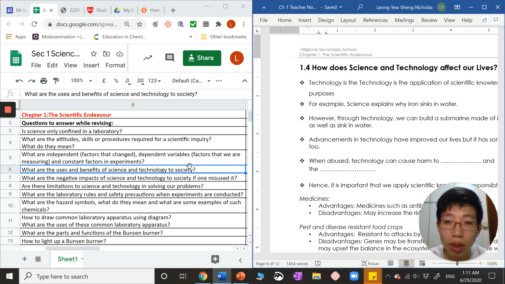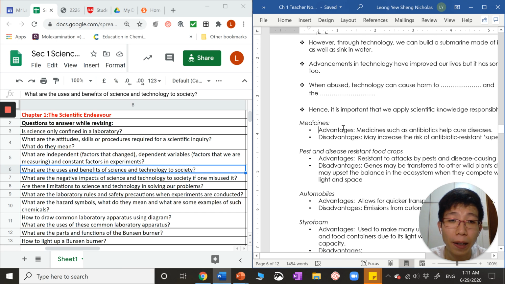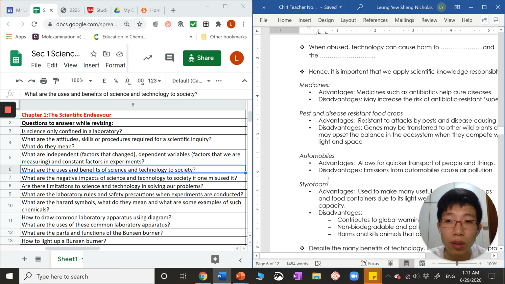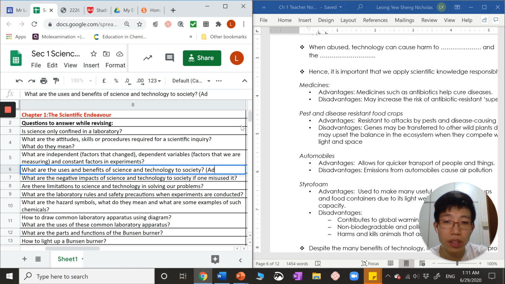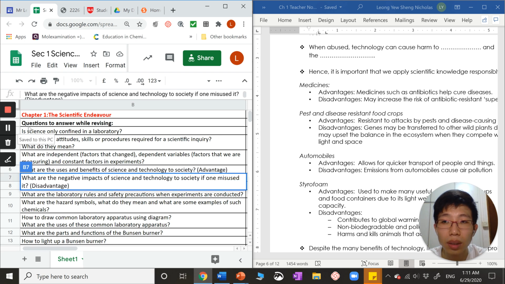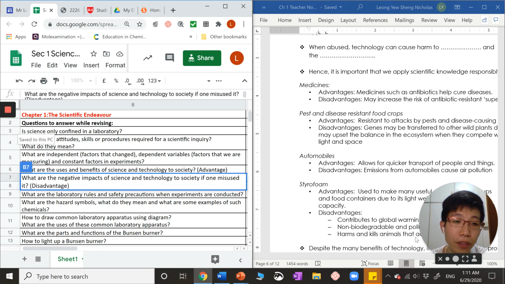So you can state all the advantages for each affected area due to the usage of science and technology, and what are the negative impacts of science and technology to someone, to society, if one misuses it. It will be your disadvantage. So it's your advantage, and the other one will be your disadvantage. Okay, let me state some examples for you.